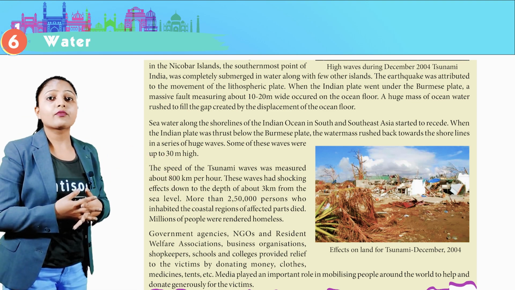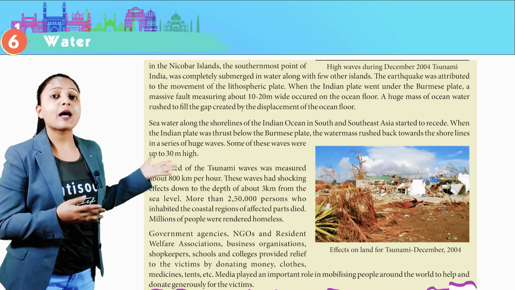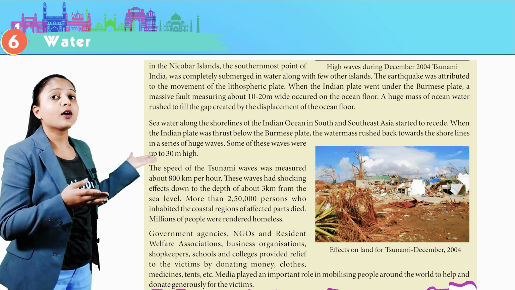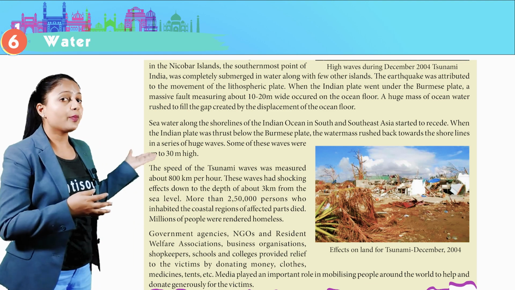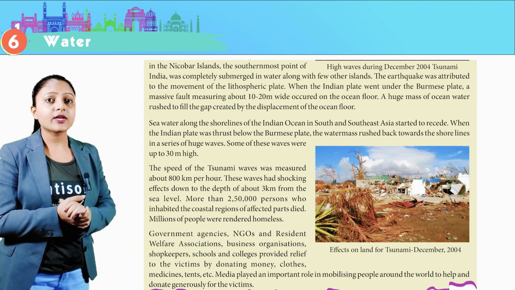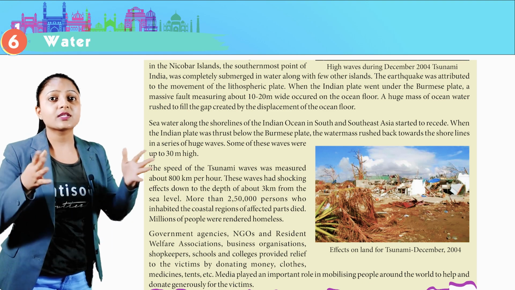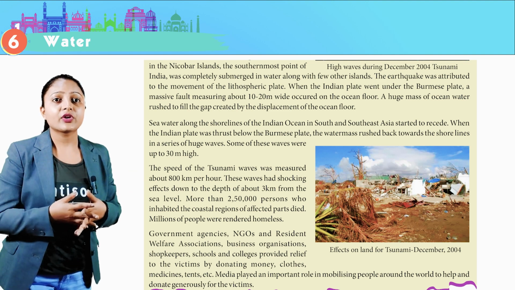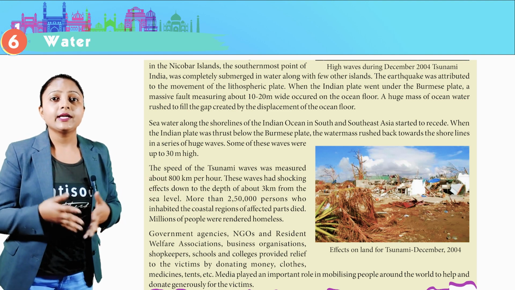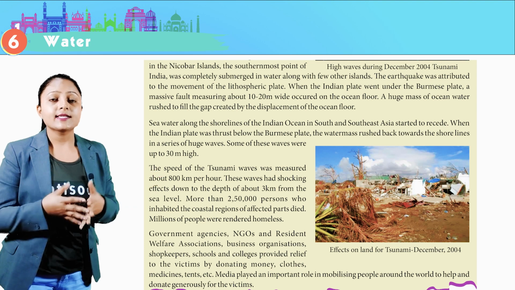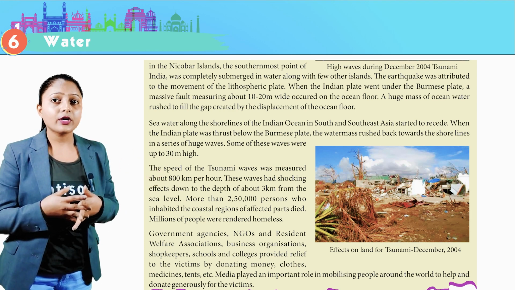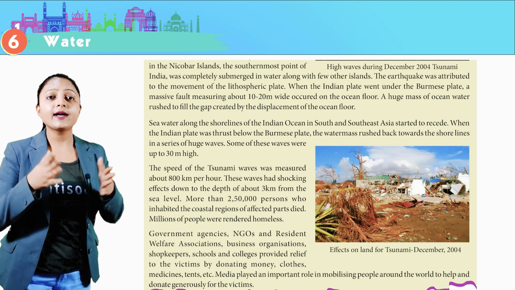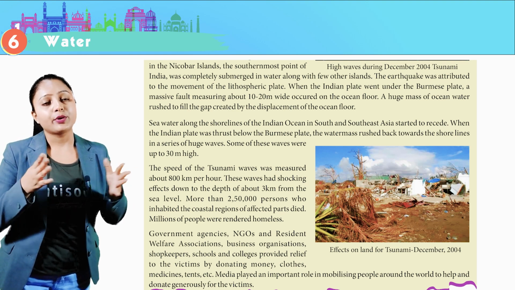More than 250,000 persons who inhabited the coastal regions of affected parts died. Millions of people were rendered homeless. Government agencies, NGOs, resident welfare associations, business organizations, shopkeepers, schools, and colleges provided relief to the victims by donating money, clothes, medicines, tents, etc. Media played an important role in mobilizing people around the world to help and donate generously for the victims.